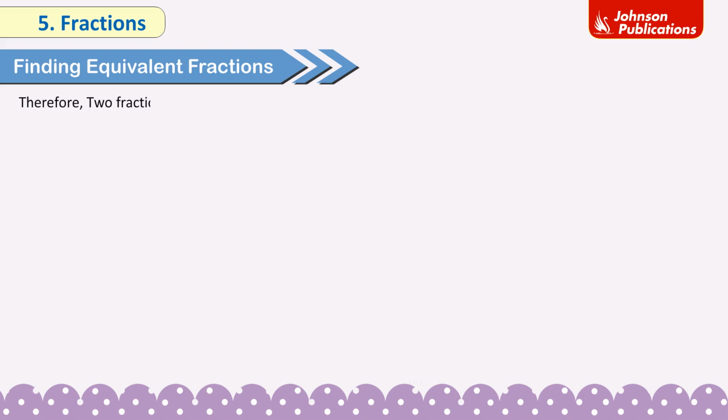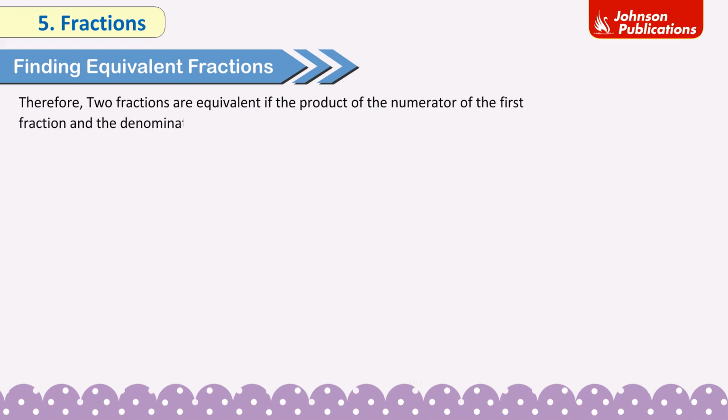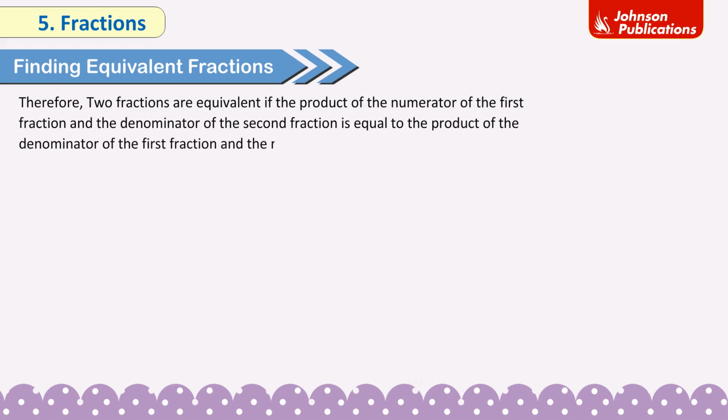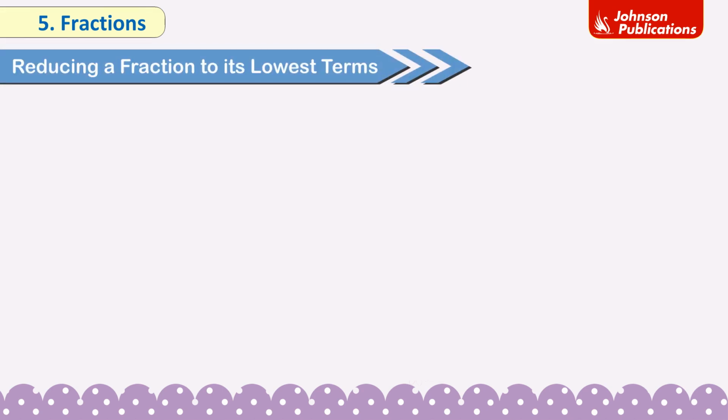Therefore, two fractions are equivalent if the product of the numerator of the first fraction and the denominator of the second fraction is equal to the product of the denominator of the first fraction and the numerator of the second fraction. Reducing a fraction to its lowest terms.